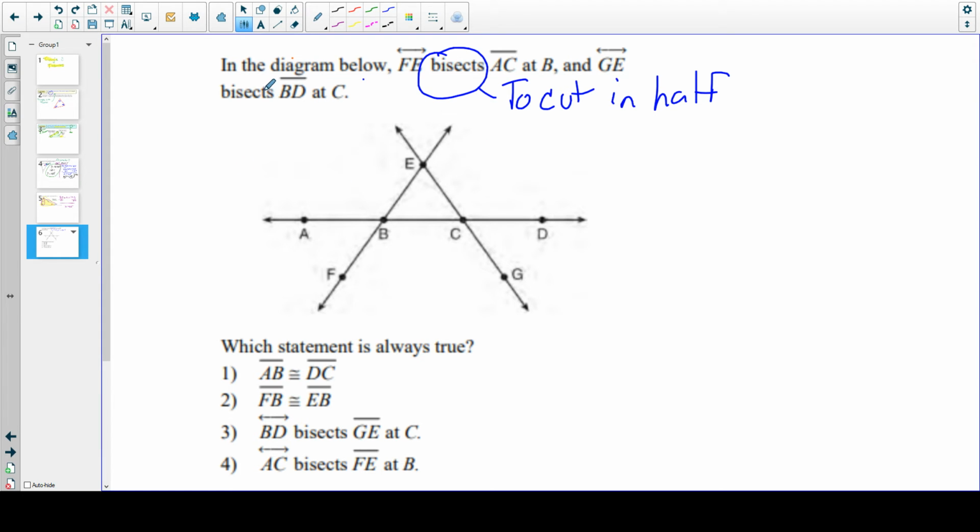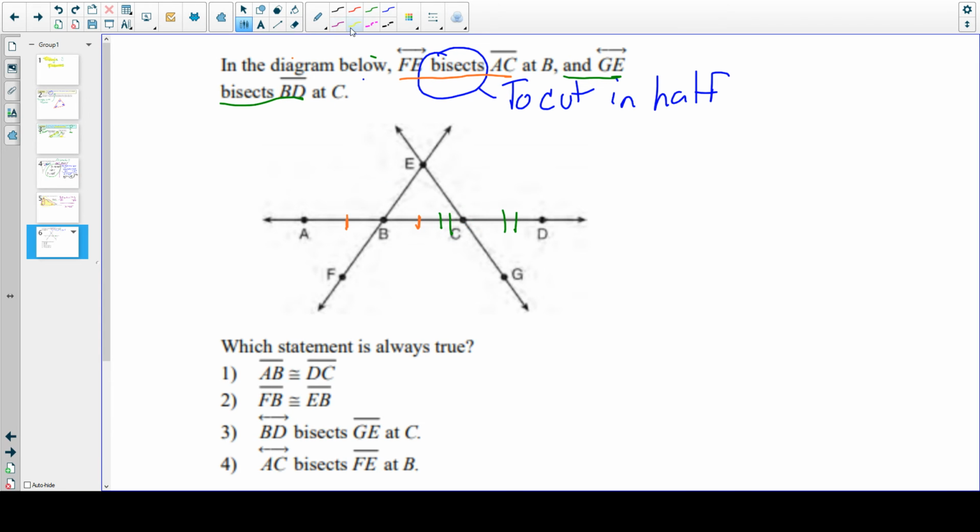Okay. In the diagram below, line FE cuts in half AC at B. So this line, FE, cuts in half AC. So if this line cuts this line in half, that means this piece is congruent to this piece. Awesome sauce. Let's continue. And then it says GE cuts in half BD. So GE, this line, cuts in half BC. Well, that means this line is congruent to this line.